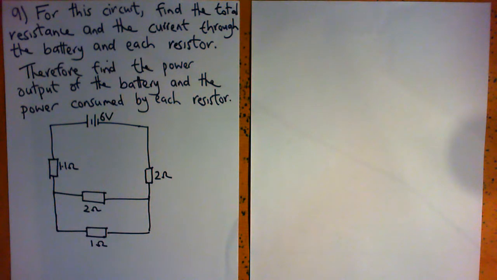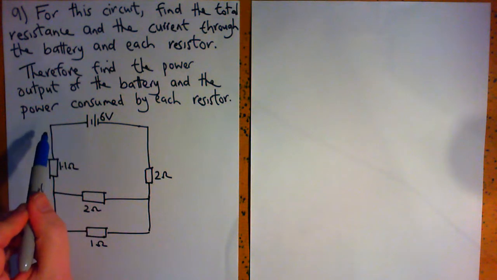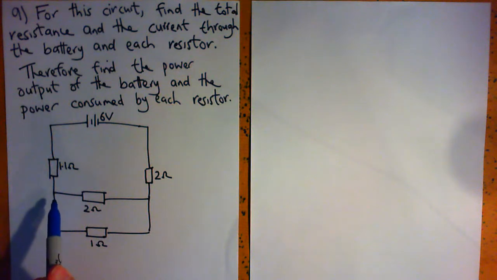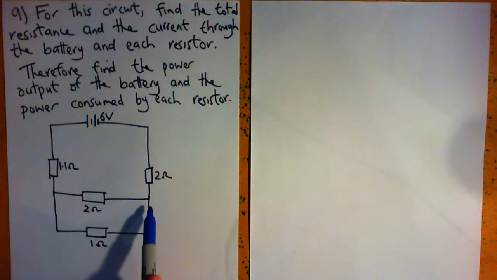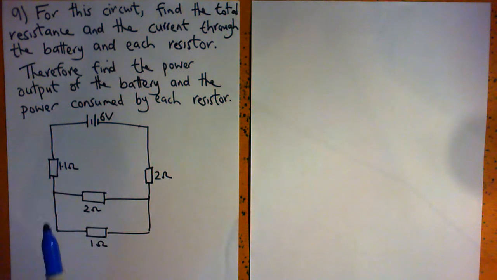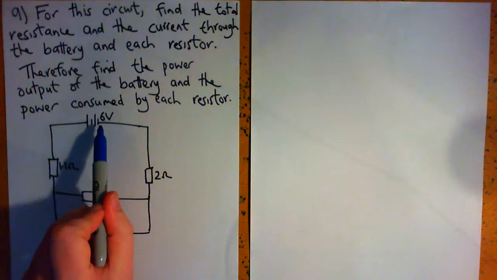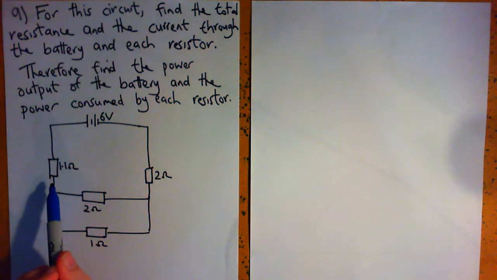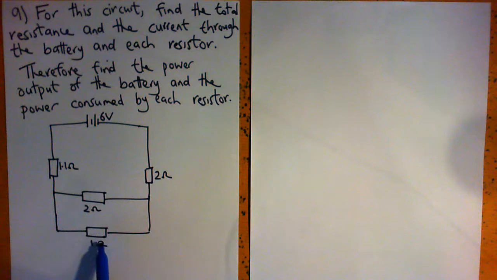So we have a 6-volt battery and we have 4 resistors in our circuit. Let's follow the paths that a possible electron can take around the circuit. One path is from the battery through this 1.1 ohm resistor, through this 2 ohm resistor, and back to the battery. The other possible path is the larger loop: 6-volt battery, 1.1 ohm resistor, this 1 ohm resistor, and then through this 2 ohm resistor.